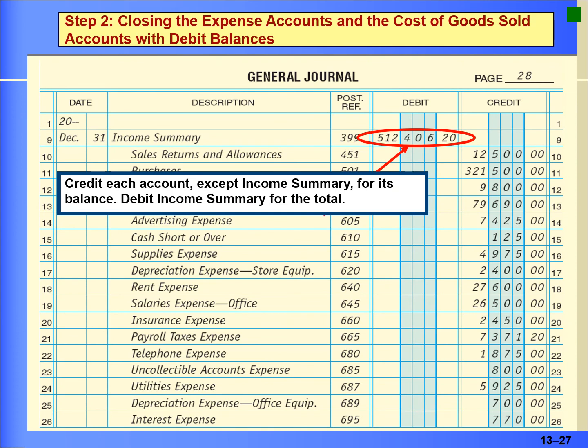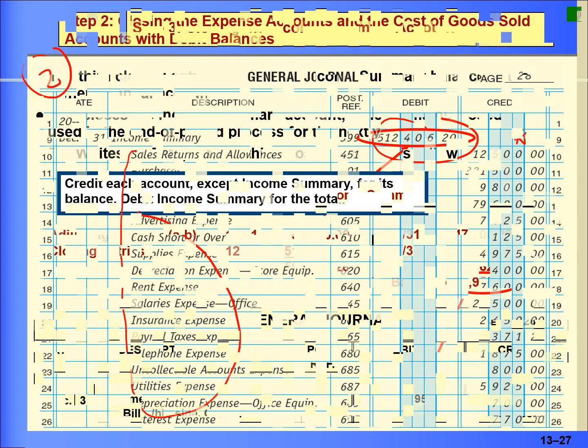Second step is to close out all of your expenses, and that's a lot of them. So there's a listing of all these expenses right here. You're going to credit those balances. One debit is going to go to income summary. So this being your second step, you've just closed out your expenses.